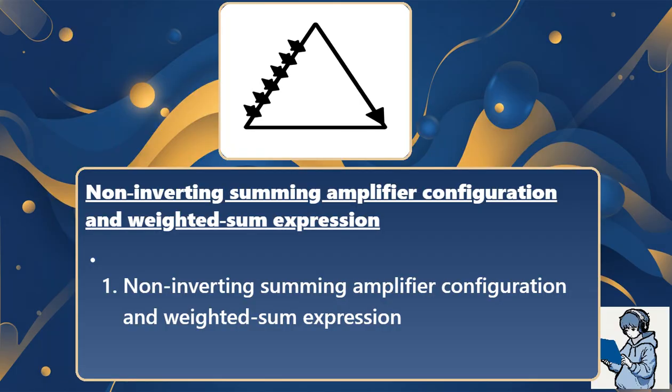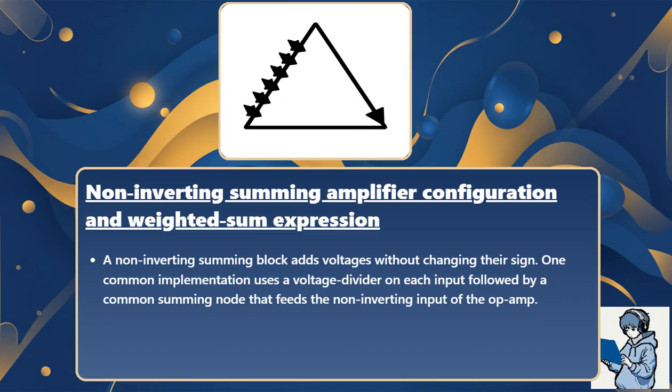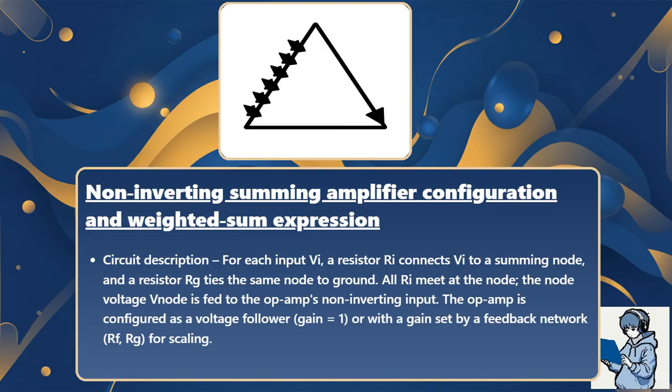Part three: non-inverting summing amplifier configuration and weighted sum expression. A non-inverting summing block adds voltages without changing their sign. One common implementation uses a voltage divider on each input followed by a common summing node that feeds the non-inverting input of the op-amp. Circuit description: for each input Vi, a resistor Ri connects Vi to a summing node, and a resistor Rg ties the same node to ground.